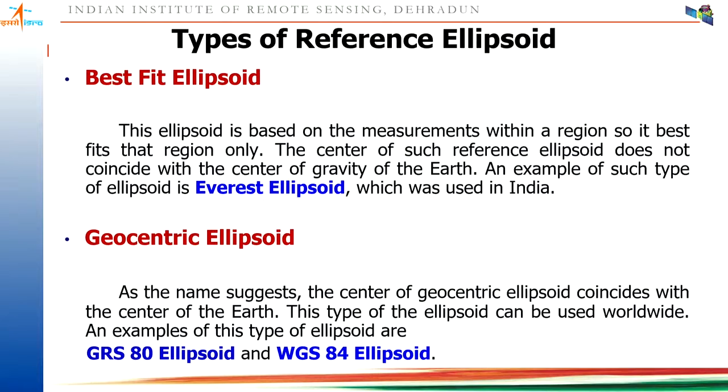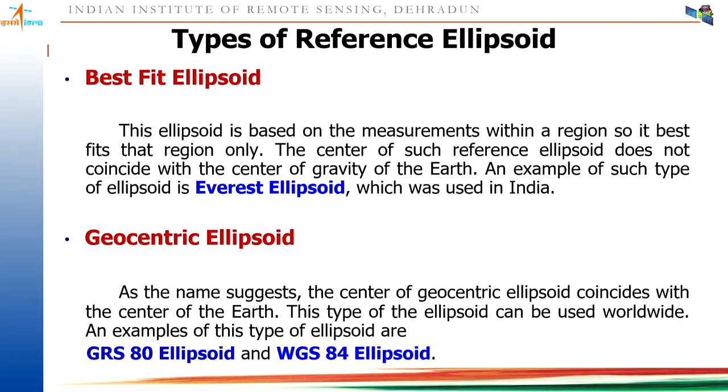And the other kind of ellipsoid is the geocentric ellipsoid. As the name suggests, the center of the geocentric ellipsoid coincides with the center of the earth. This type of ellipsoid can be used worldwide. Examples of this type of ellipsoid are the GRS 80 ellipsoid and the WGS 84 ellipsoid. So there are two types of ellipsoids. One is a best fit ellipsoid, another one is a geocentric ellipsoid.